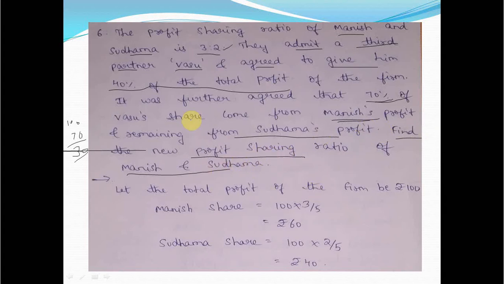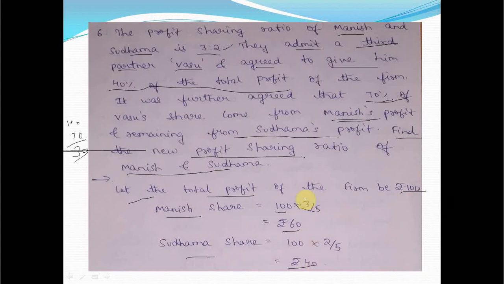First of all, we don't know how much profit the firm actually earns. So let the total profit of the firm be 100. This is just an assumption, because we don't know the profit. Manish's share is 100 into 3 by 5, using the old ratio 3:2, that is rupees 60, and Sudama's share is 100 into 2 by 5, that is rupees 40.